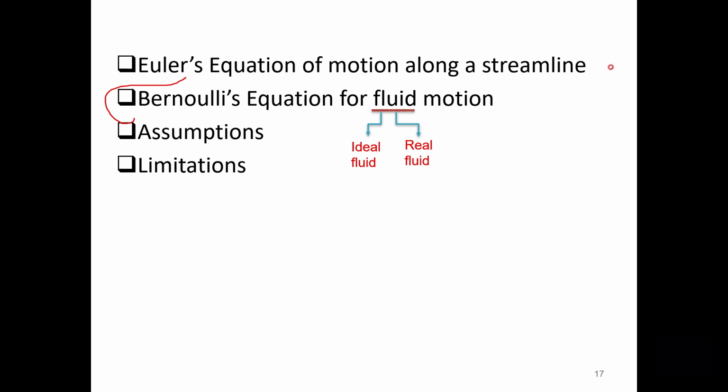So these things are very, very important in this particular chapter, that is dynamics of fluid flow. I hope you understood the ideal fluid and the real fluid. I'll repeat, ideal fluid means the one which doesn't have any viscosity, and the real fluid means which has viscosity. And what is the change in the equation we get in Bernoulli, we'll study about that in a later part of the chapter.